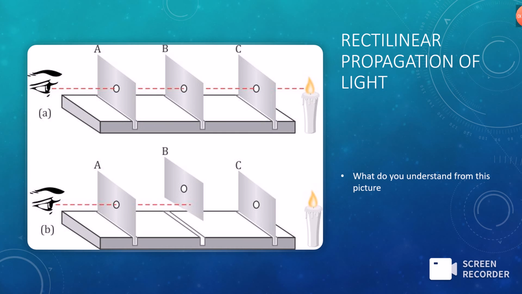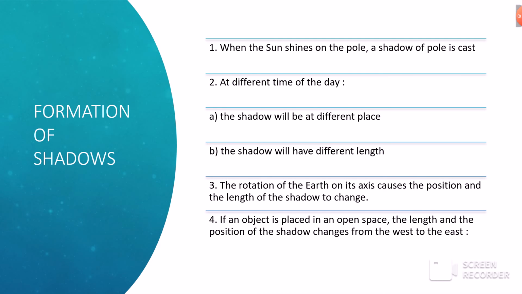So now you have learned that light travels in a straight line. When an opaque object is placed in the path of light, what do you notice? Is there any dark region on the other side of the object? This dark region is called a shadow. So, formation of shadows. When the sun shines on the pole, a shadow of the pole is cast. At different times of the day, the shadow will be at a different place and will have a different length. The rotation of the earth on its axis causes the position and the length of the shadow to change. If an object is placed in an open space, the position of the shadow changes from west to east.